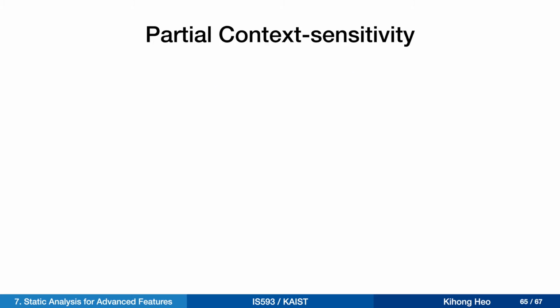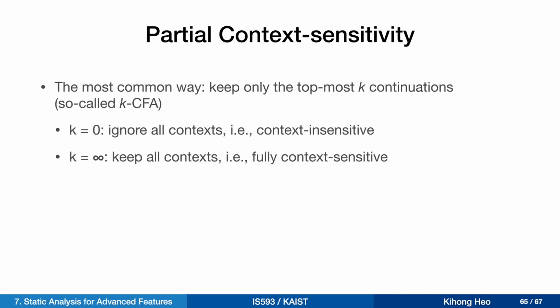So the most common approach is to use partial context sensitivity that keeps only the topmost k continuations. Okay, this approach is so-called k-CFA, where k is the length of continuation to keep. Okay, if k is equal to 0, then it is the context insensitive analysis, and if k is equal to infinity, then it is fully context sensitive analysis. Okay, so if we pick a reasonable and finite k, then yeah, we can instantiate partially context sensitive analysis.